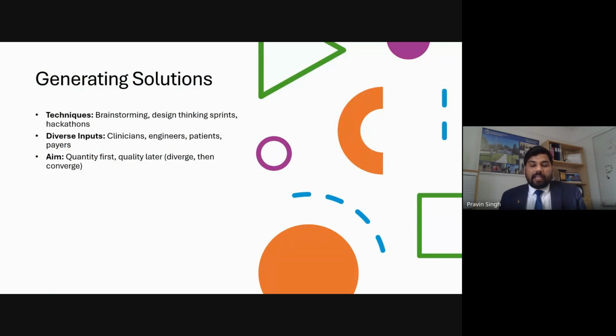So once we have identified the problem, the next step is to generate solutions. And this stage involves techniques like brainstorming. Basically it encourages diverse ideas from different stakeholders. And then we have design thinking sprints, which are rapid iterative ideation cycles. And then we go for the hackathon, bridging together multidisciplinary teams for fast problem solving. So at this stage, we focus on quantity first and then quality. Divergent thinking helps in exploring multiple possibilities before converging to the most promising ideas.